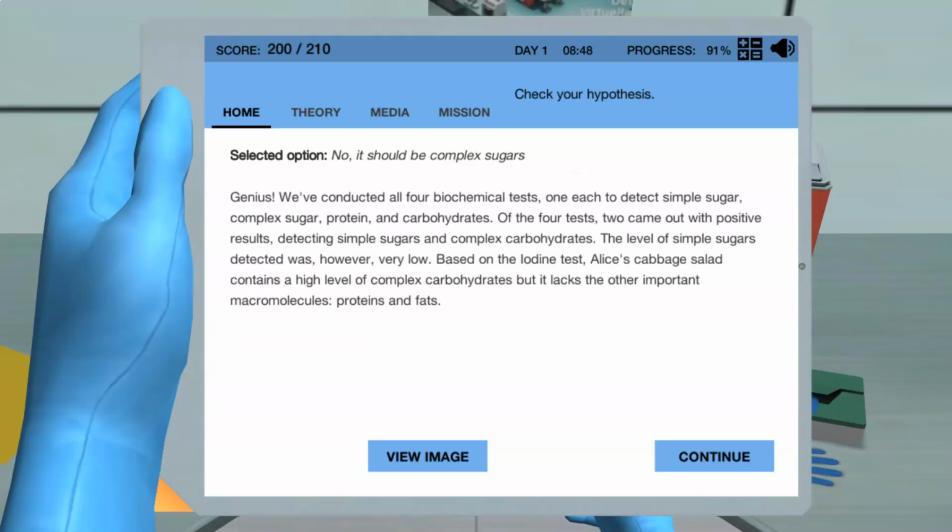Genius. We've conducted all 4 biochemical tests, 1 each to detect simple sugar, complex sugar, protein, and carbohydrates. Of the 4 tests, 2 came out with positive results, detecting simple sugars and complex carbohydrates. The level of simple sugars detected was, however, very low. Based on the iodine test, Alice's cabbage salad contains a high level of complex carbohydrates, but it lacks the other important macromolecules, proteins and fats.